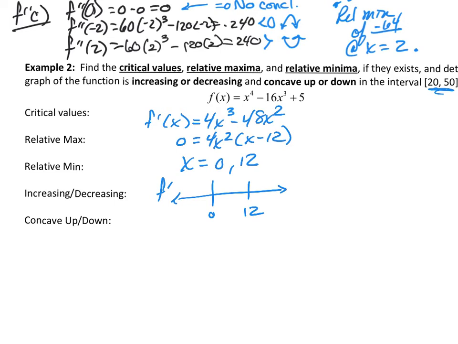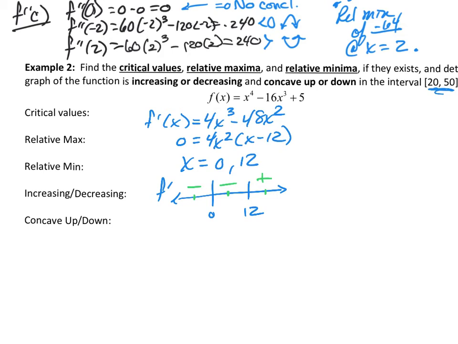When we do that, we're going to test a value over here. We're going to find that we're negative in the center. So we're testing something here. Test something here. This is also negative. Test something here, and you're going to get a positive. Doesn't matter what value you pick. You know that from your first derivative test. And so our critical values are 0 and 12.